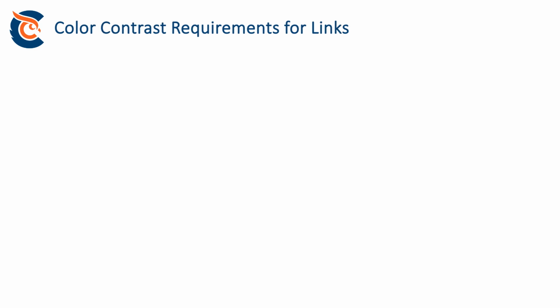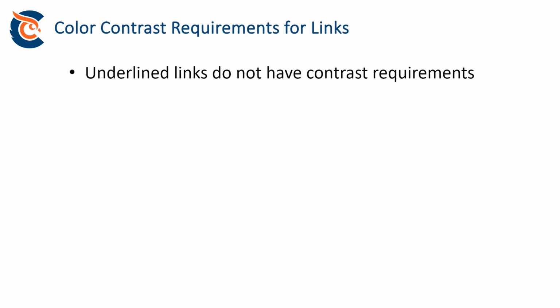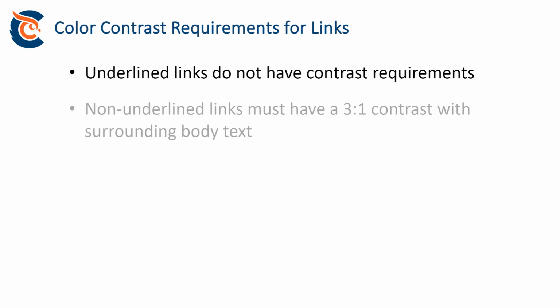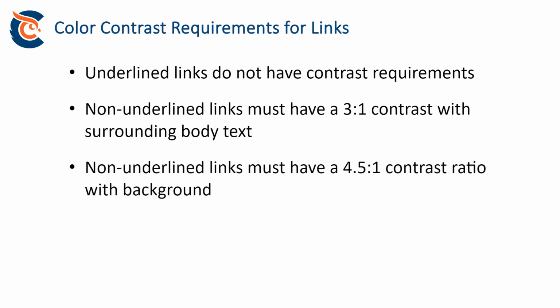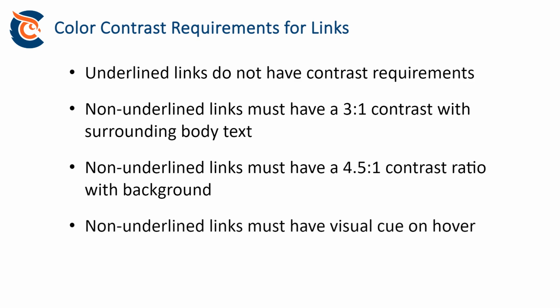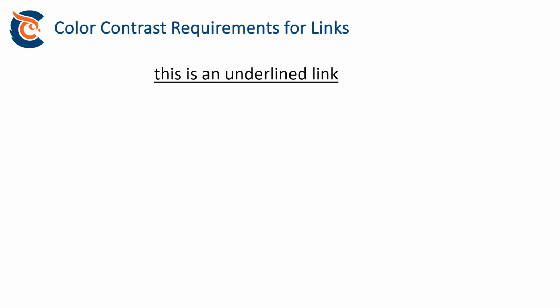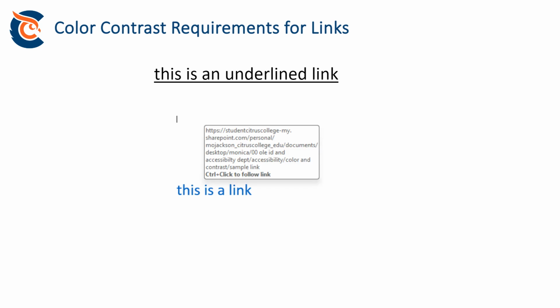Links must also meet color contrast ratio requirements. If a link is underlined, there are no additional contrast requirements. Links that are not underlined must have a 3 to 1 contrast with the surrounding body text, a 4.5 to 1 contrast ratio with the background, and a visual cue, such as when you hover over the link. This is an example of an underlined link that does not have any additional requirements, and a non-underlined link with a cue when you hover over the link.